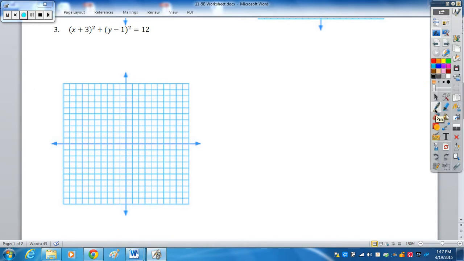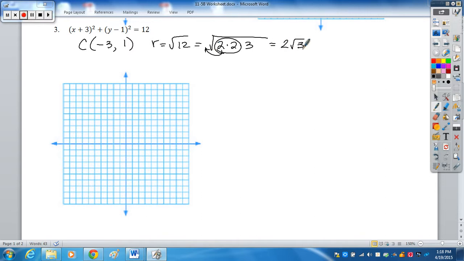For the third example, if you want to pause your computer and give it a shot yourself, you can do that. But here's what we have. We have a center at the opposite values, remember, so negative 3 and positive 1, and then the radius is the square root of 12. I would like you to simplify that. If you remember, 2 times 2 times 3 gives us 2 radical 3. That's your radius.